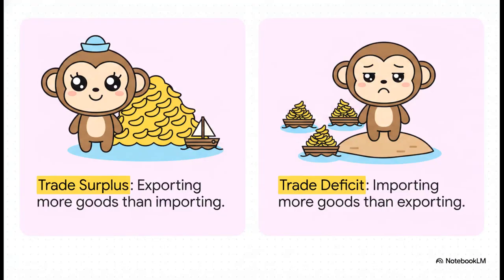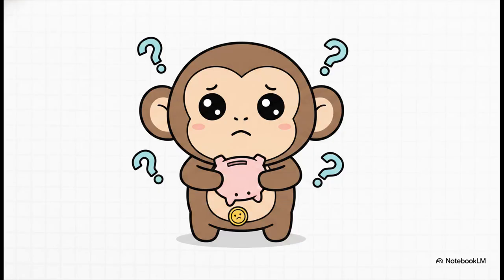But before we look at the real damage tariffs can cause, we've got to quickly talk about two fundamental terms that governments are constantly obsessing over. A trade surplus is when a monkey country exports more bananas than they import. A trade deficit is when they import more than they export. Governments are always using tariffs to try and aggressively manipulate these two states, which, well, brings us to the real-world consequences. Let's dive into part 3, the ripple effects of tariffs.